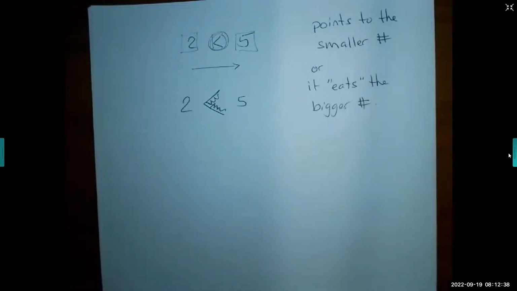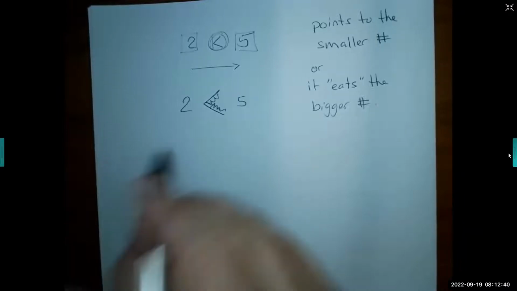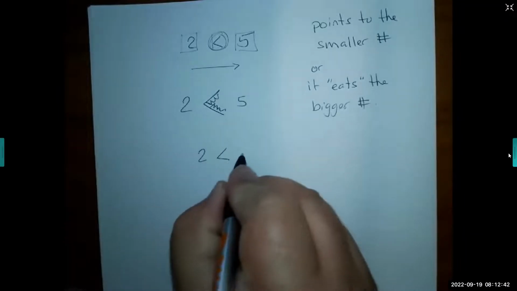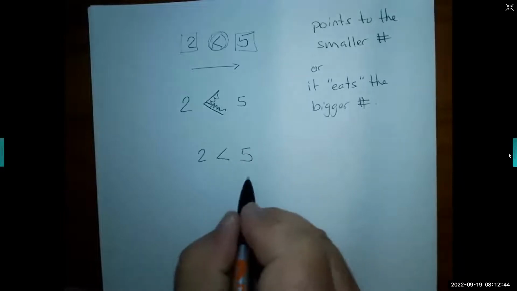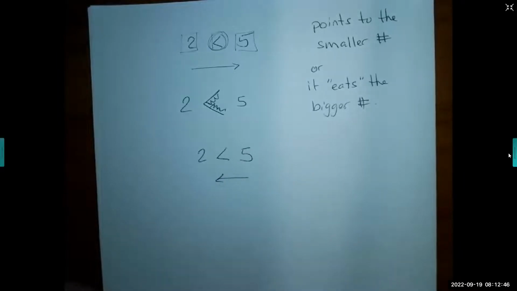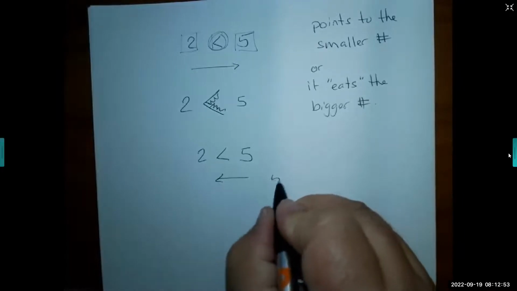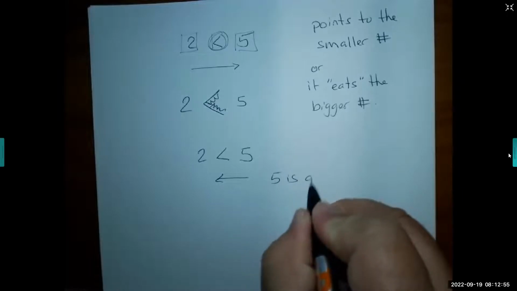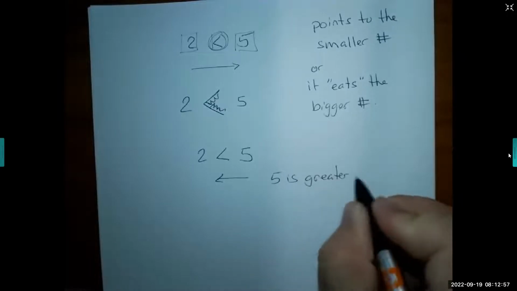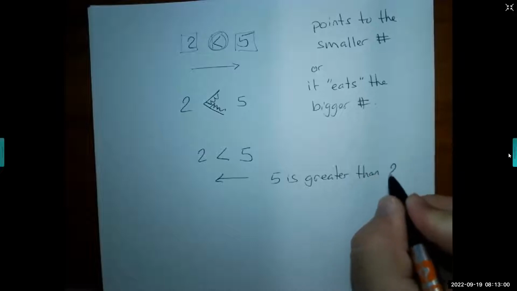But remember, that's because we read left to right. What if we read this that way? How would you read that? Right. If you go this way, it would be 5 is greater than 2.